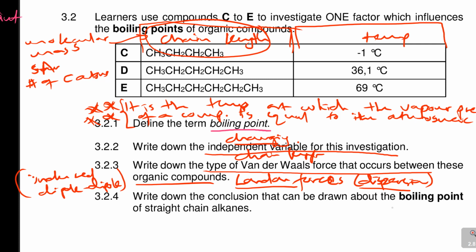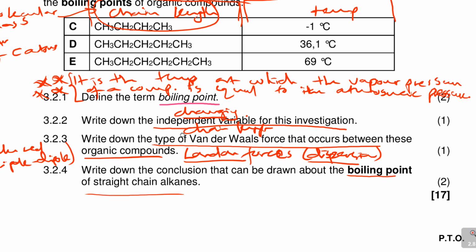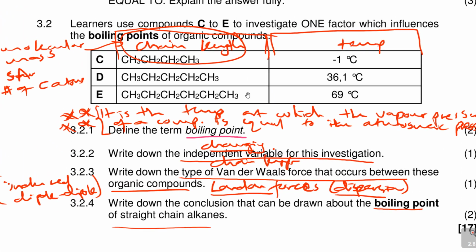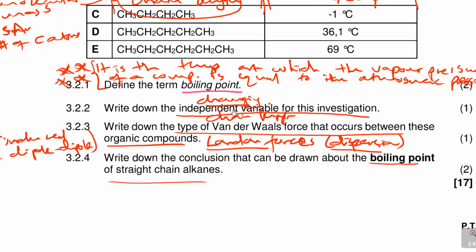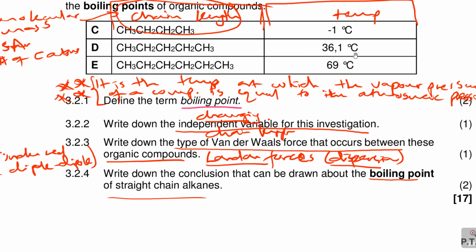Write down the conclusion that can be drawn about the boiling point of straight chain alkanes. How many marks are these? One. Okay, this is 2. What conclusion about the boiling point of straight chain alkanes? You can see that the boiling point is increasing going down. You see, it's increasing.